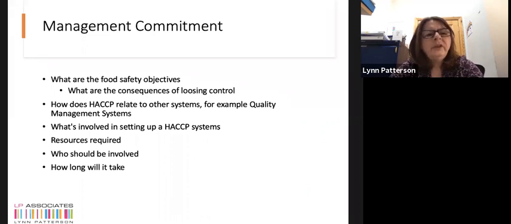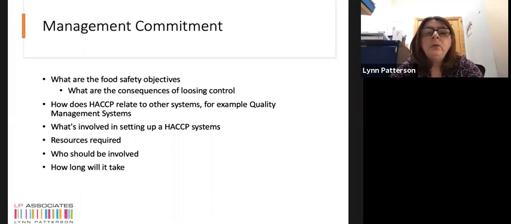So what are the food safety objectives for your business? What are the consequences of losing control? How does HACCP relate to other systems that you may already have in place, for example, your quality management system? Your HACCP will relate in many ways there because it will be looking at control measures that you will have embedded into your quality management system, such as prerequisite controls.